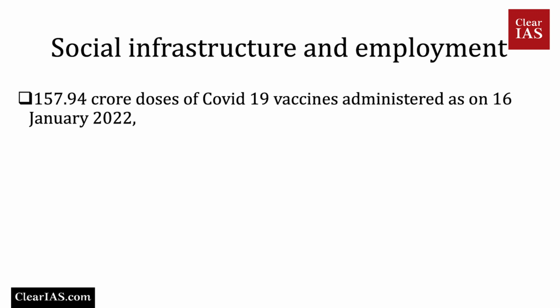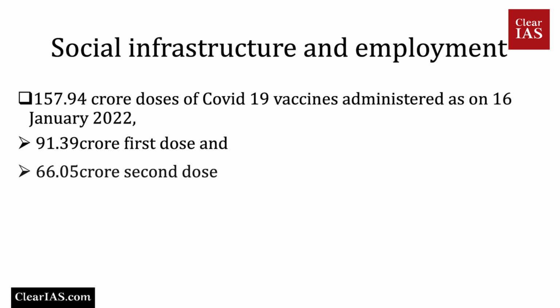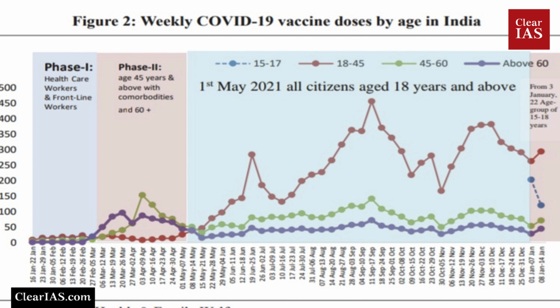157.94 crore doses of COVID-19 vaccines administered as on 16 January 2022, which constitute 91.39 crores first dose and 66.05 crore second dose. This figure shows weekly COVID-19 vaccine doses by age in India. Here, it is seen that vaccination speed increased significantly once the population between ages 18 to 45 years was permitted.